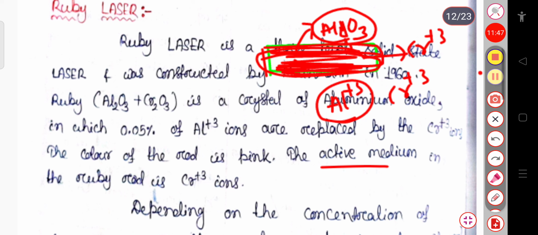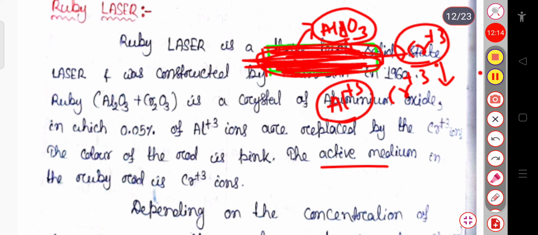So it depends on the number of chromium ions, or the concentration of the chromium ions present in this ruby rod. So the color will be dark red or slightly red, that is, pink. This is because of the chromium ion. The more the concentration of the chromium ion present in this ruby rod, the more the color will be red. When the concentration is less, the color changes to pink.